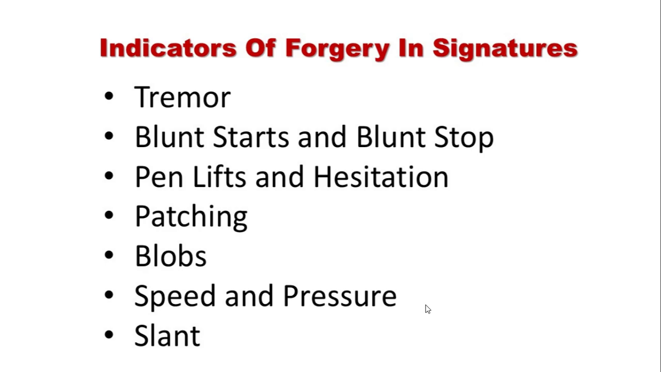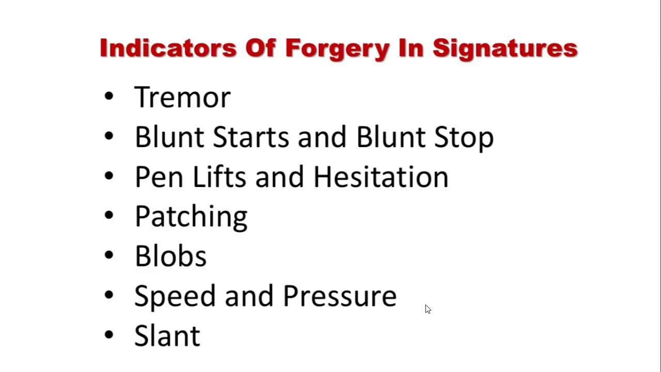Now let's consider indicators of forgery in signatures. There are about 7 of these indicators that are very important. If you are able to understand these, then we can fetch out any forged signature among other signatures. Now, let's start from the first one, tremor.